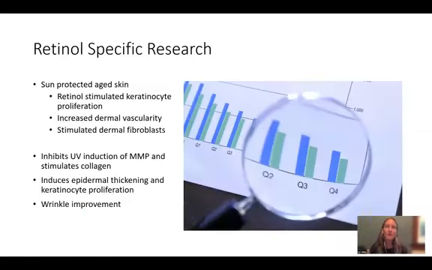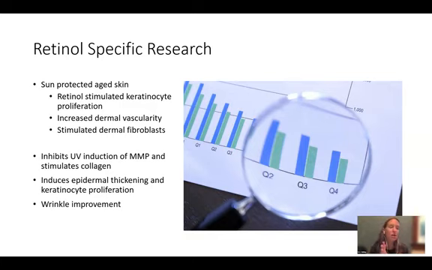And so we talked about the benefits of retinoids, right, or retinoic acid. But if we look at this research specific to retinol, because this is an encapsulated retinol, right? Retinol itself in sun-protected aged skin has the ability to stimulate keratinocyte proliferation. So that's another way of saying that it helps to stimulate cell renewal. It can increase that dermal vascularity, so the transition of nutrients between the dermis and the epidermis, and it can stimulate fibroblasts. Fibroblasts are actually the cells inside the dermis that then produce that collagen and elastin.